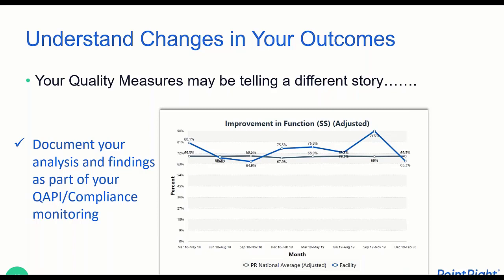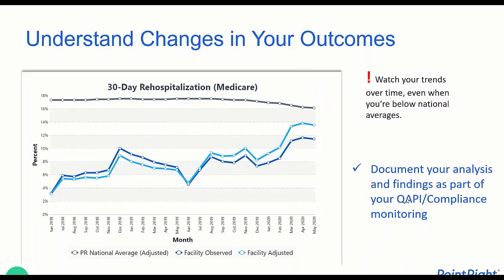Okay, so again, this is why it's important to be looking at. This was pre-COVID. Okay, right there, you can see the drop. And again here, we've got to understand the changes in your outcomes. Here is the Medicare 30-day rehospitalization measure. Okay, and again, this facility might not be too concerned because they're below the national average. This line up top here, this blackish line here, is the PointRight national average. And you see the facility observed and the facility risk adjusted lines are well below.